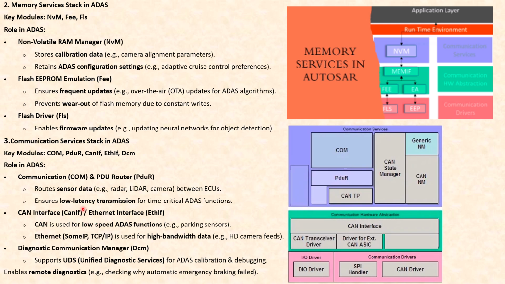It also ensures low latency transmission for time critical ADAS functions. CAN interface is used for low speed ADAS functions. Ethernet is used for high bandwidth data.